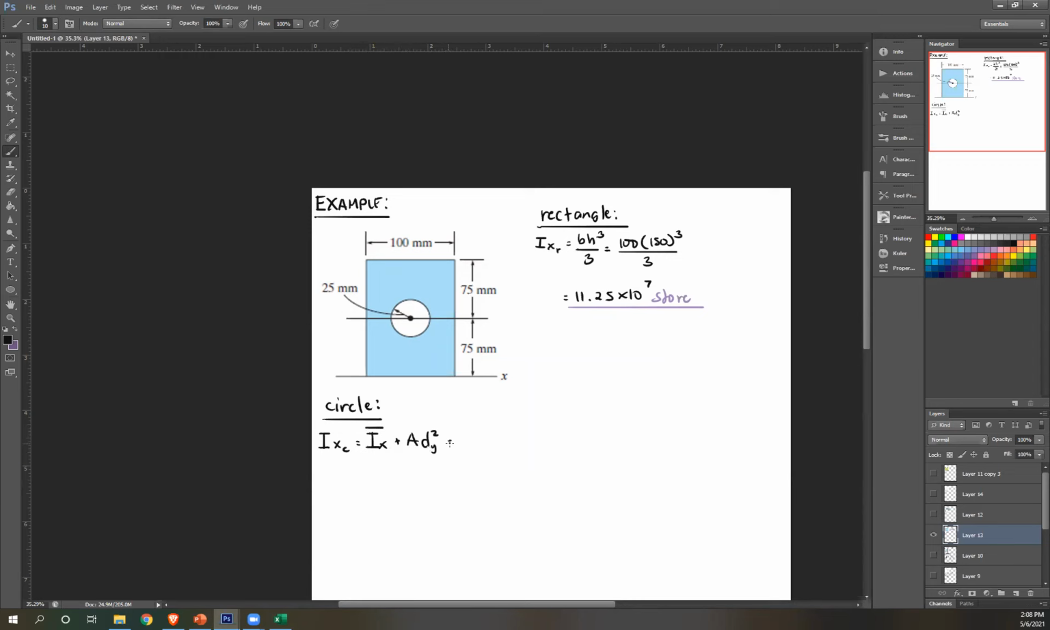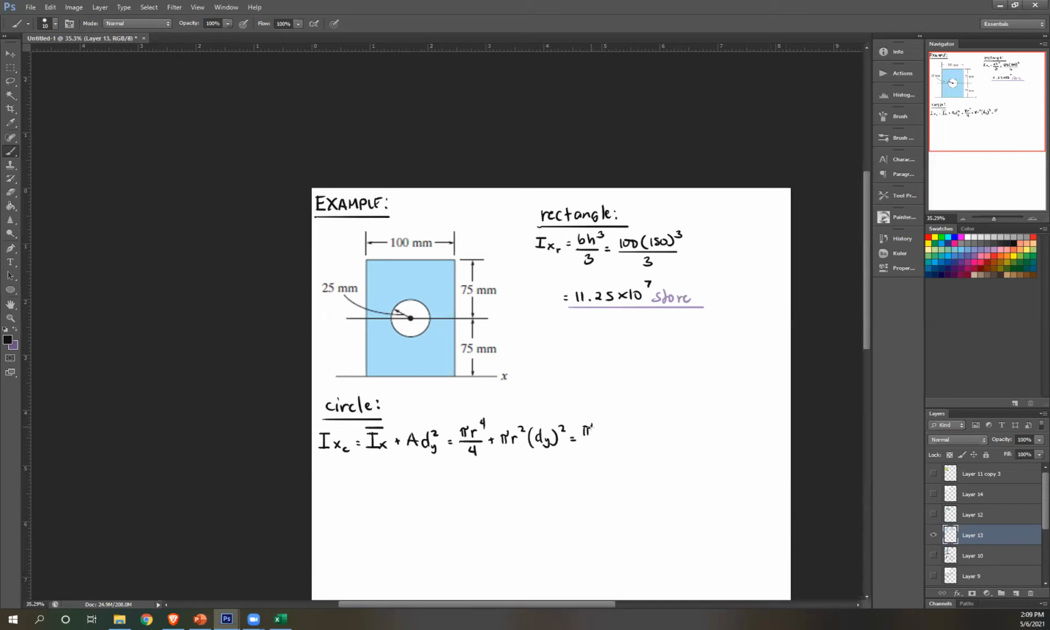A dy squared. So the centroidal moment of inertia, recall, is pi r raised to 4 over 4, plus the area of our circle, which is pi r squared, and then dy squared. Next, let's plug in our values. R is given.